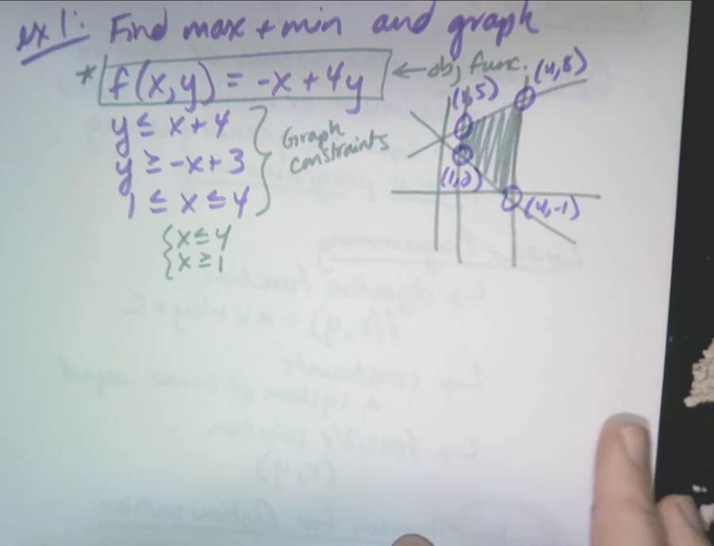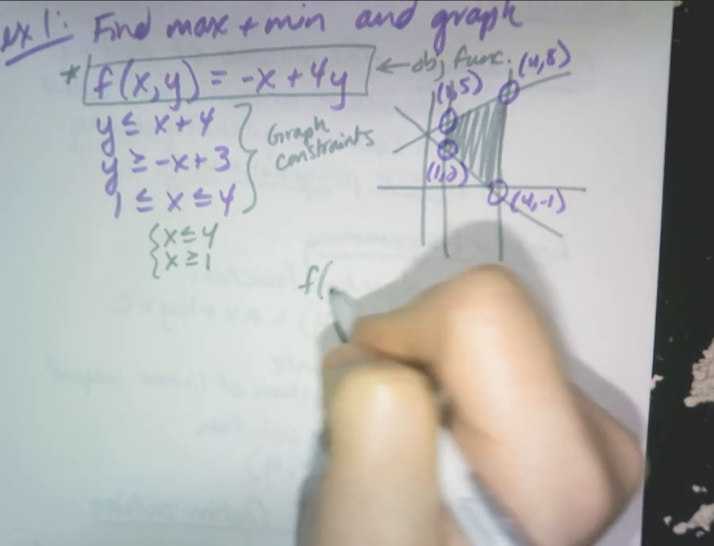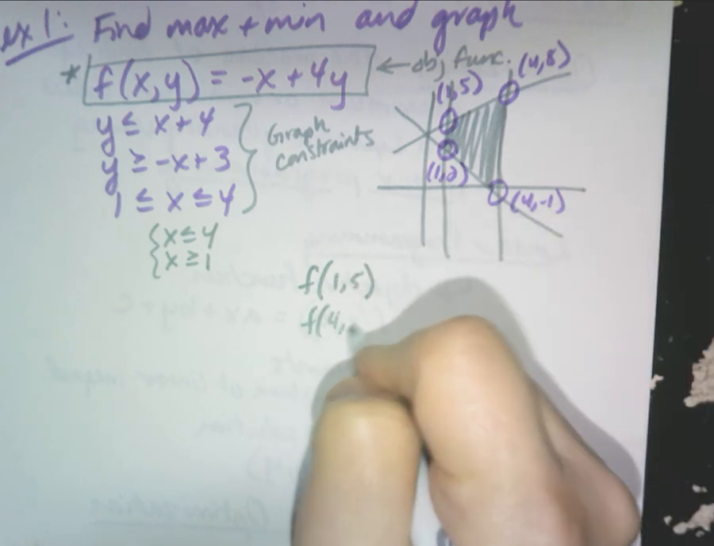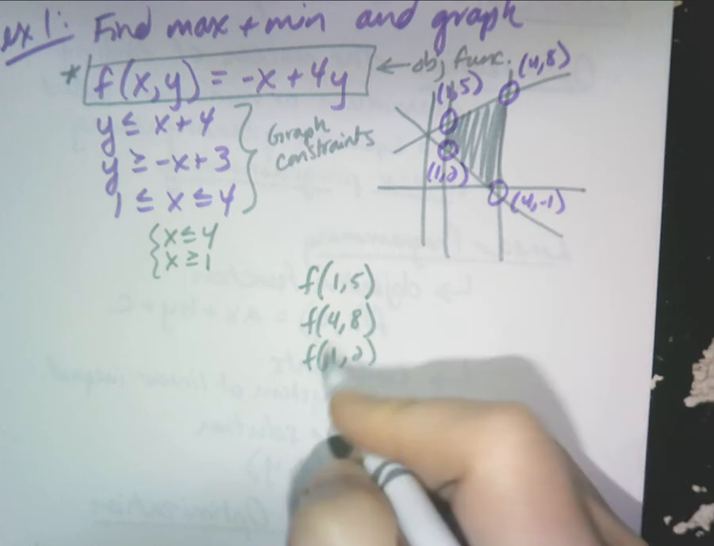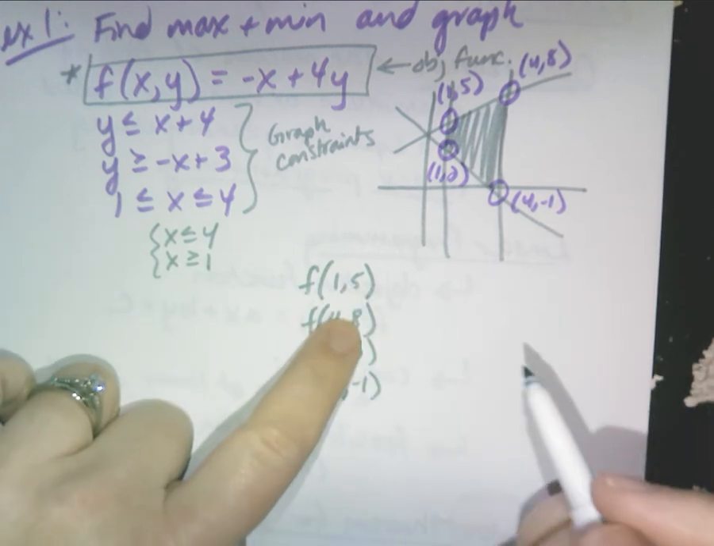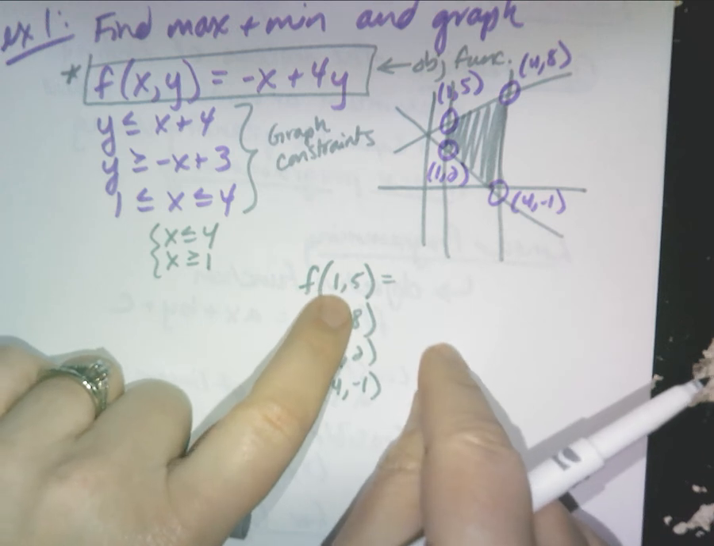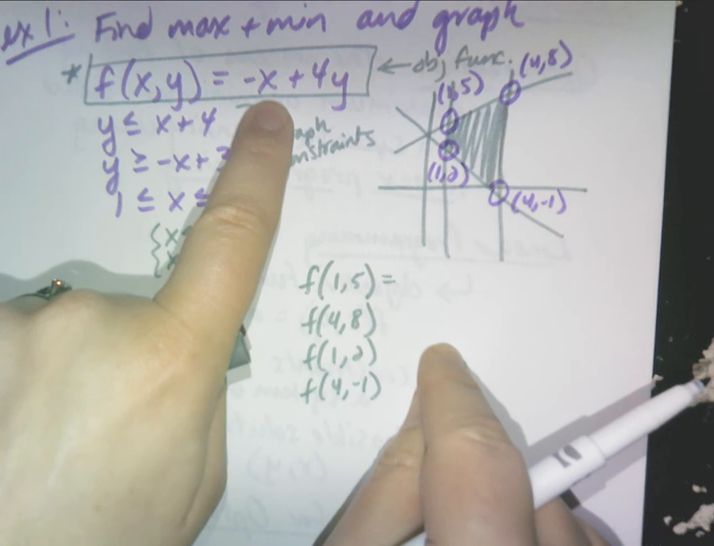How do I find my max and min? It's really easy after this, once you get those points, 4 points, or 3 points if it's a triangle. You do f of 1, 5. You do f of 4, 8. You do f of 1, 2, and you do f of 4, -1. You're like, well, what does that mean? Just so y'all are with me on this page, that means you take the value of 1 and you plug it in where? Into the objective function for x.